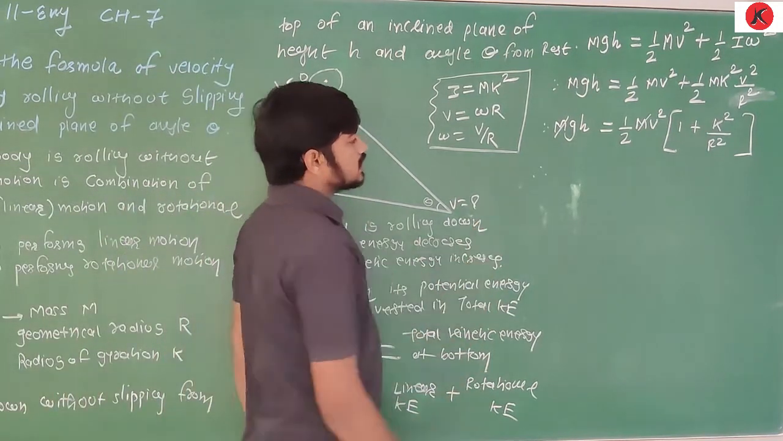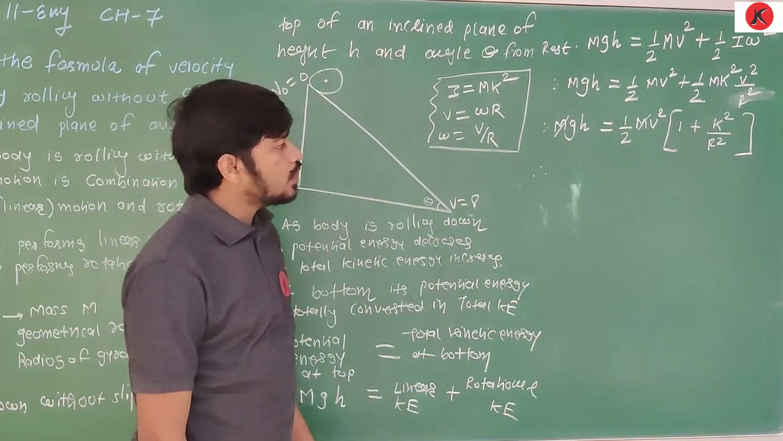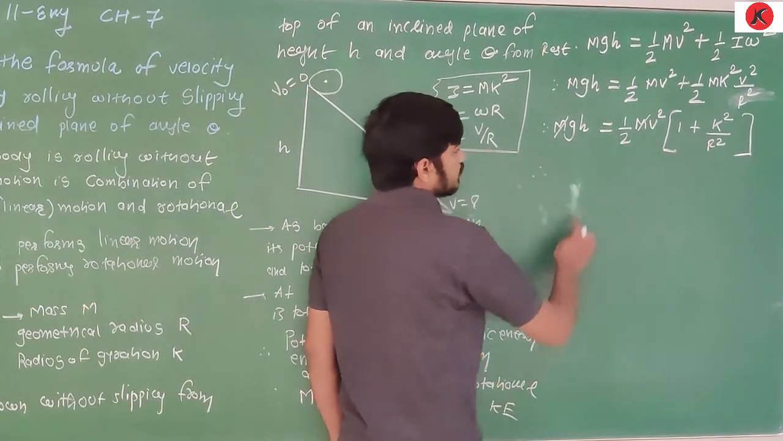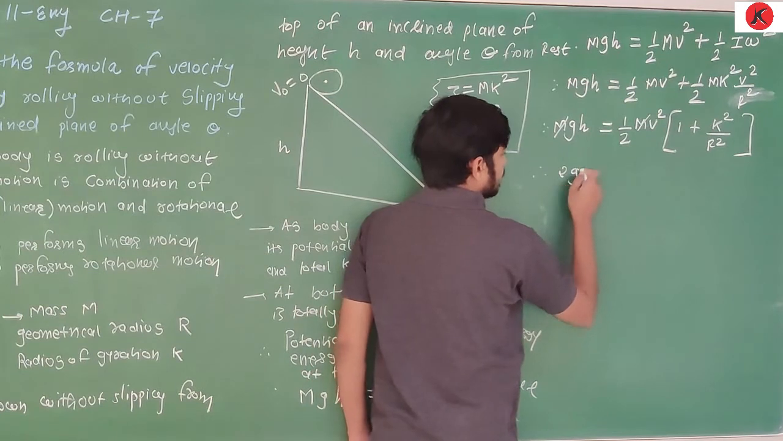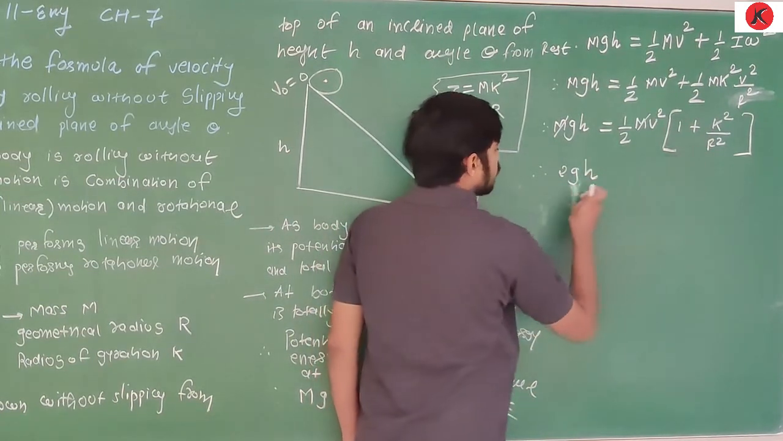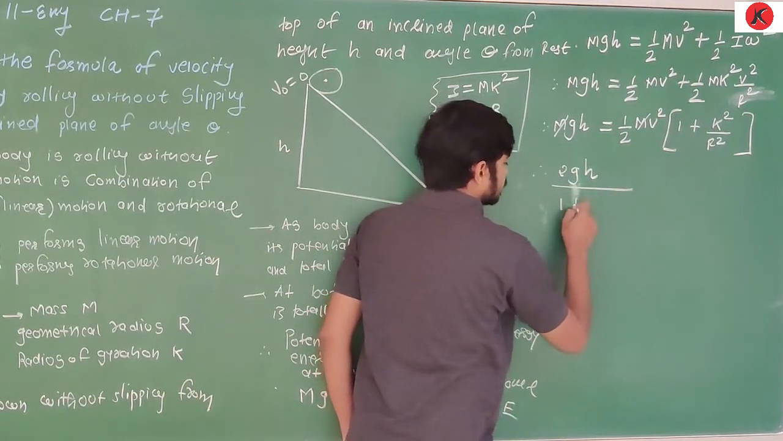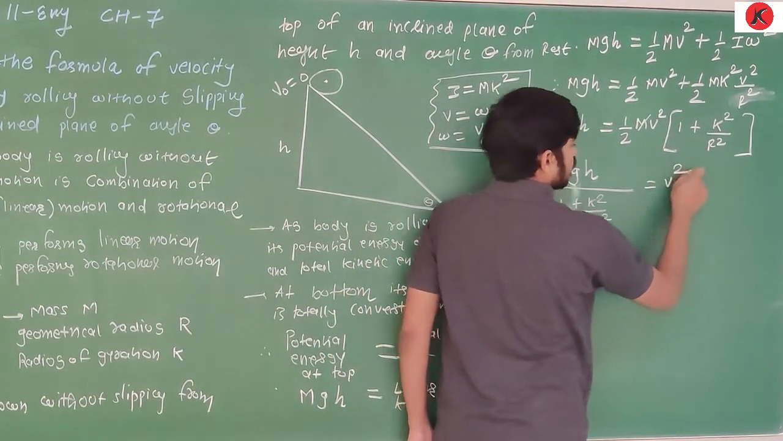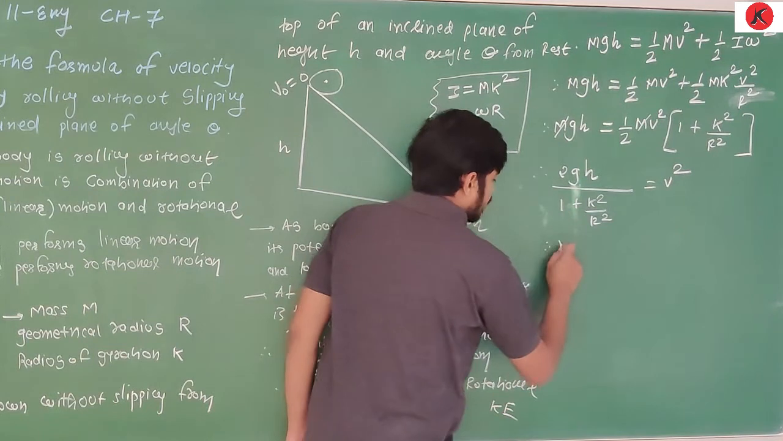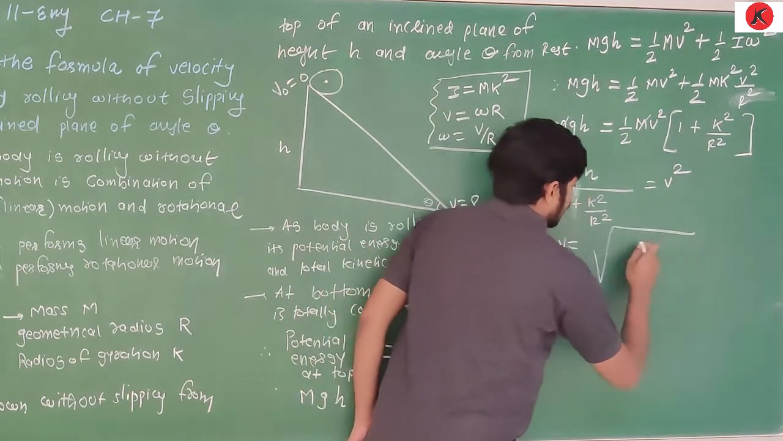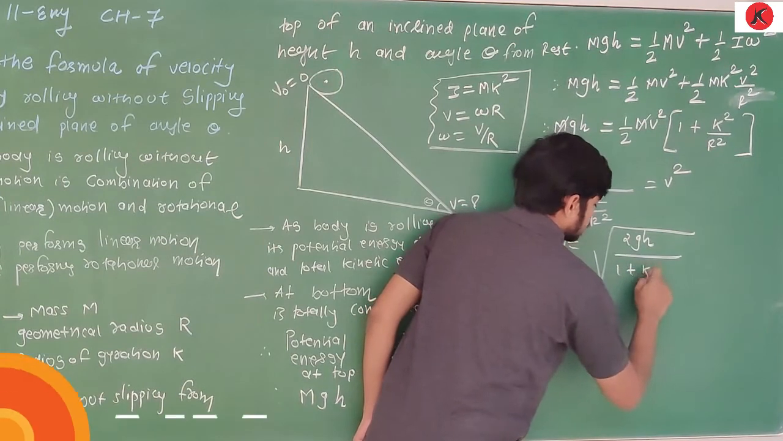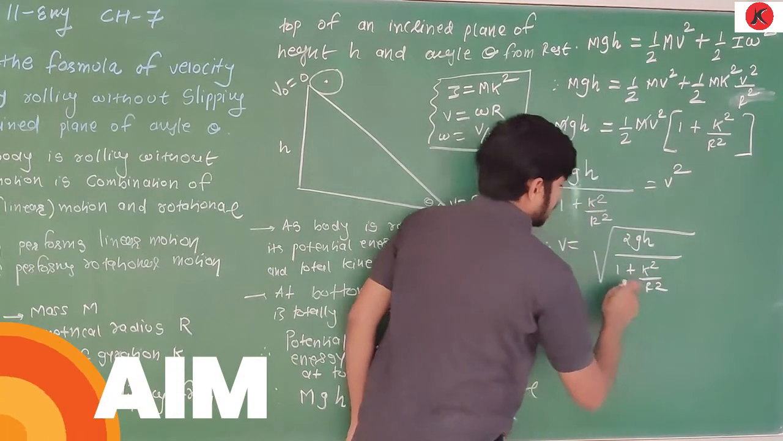Okay. So mgh is equal to half mv square times (1 plus k square upon r square), m cut. Now you have to make v square the subject. It is 2gh, simple, and this whole term you have to write in the denominator. That is, 1 plus k square upon r square is equal to v square. So therefore v is equal to under root 2gh upon (1 plus k square upon r square).